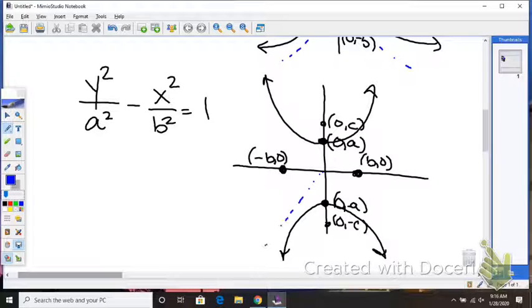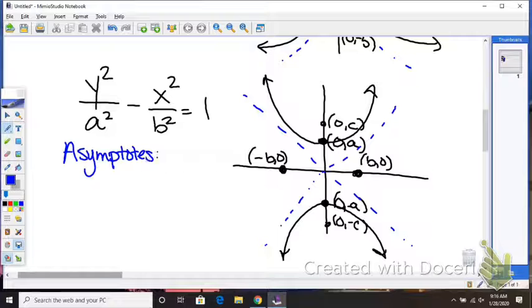And then let's go ahead and put our asymptotes in here since we keep it all together. So these asymptotes are y equals a over bx and y equals negative a over bx.